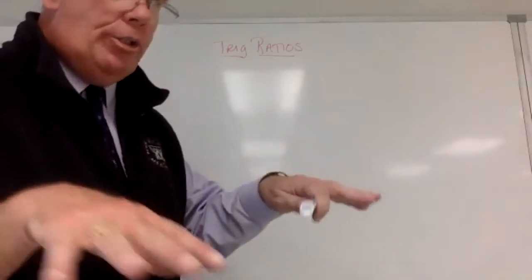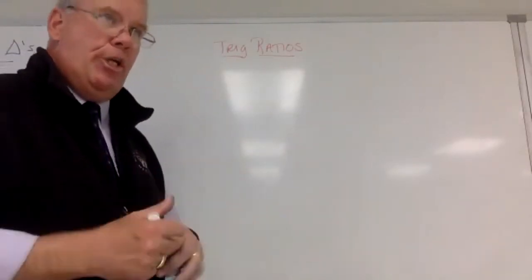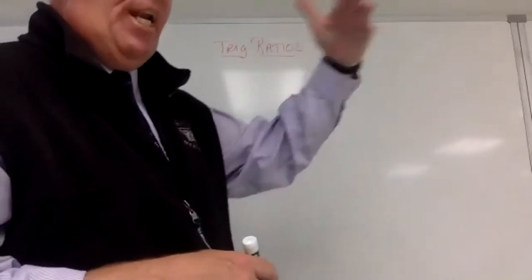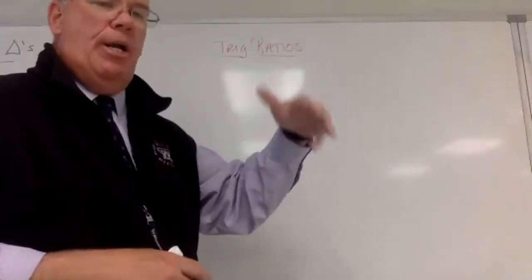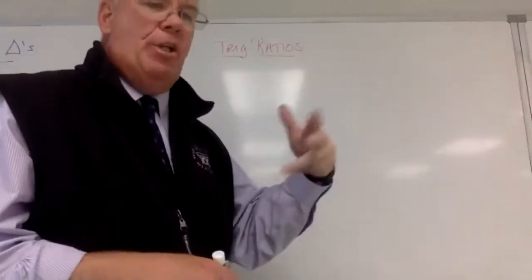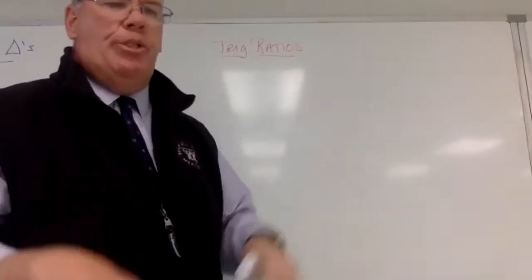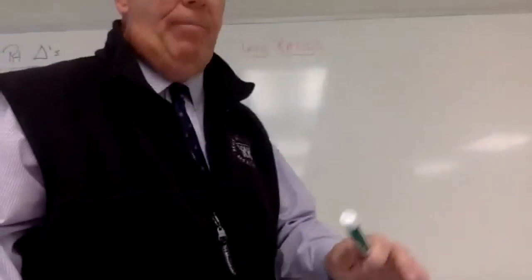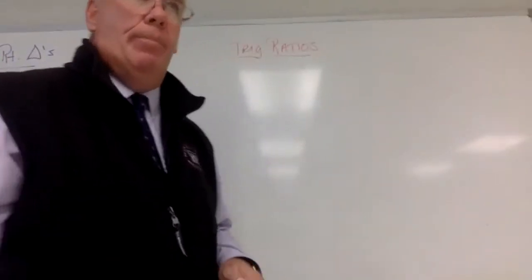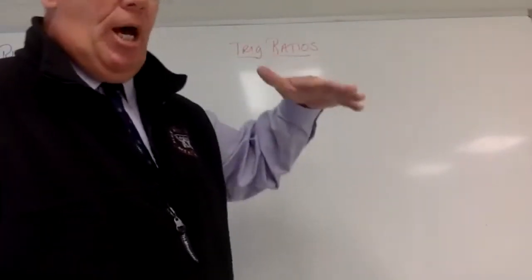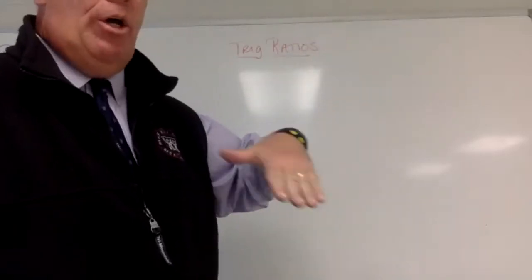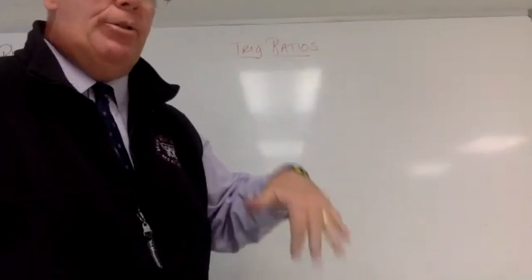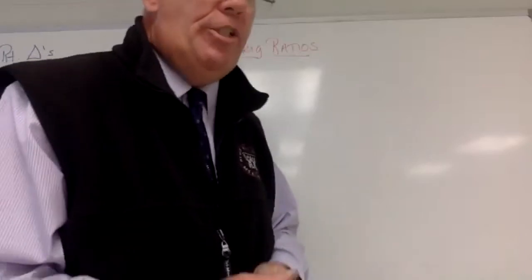So angles have trig ratios. We talk about the sine of an angle, the cosine of an angle, the tangent of an angle. And we use these trig ratios to help us solve right triangles when we can't use the Pythagorean theorem. SOHCAHTOA, right? Sine, opposite over the hypotenuse. Cosine, adjacent over the hypotenuse. Tangent, opposite over the adjacent.